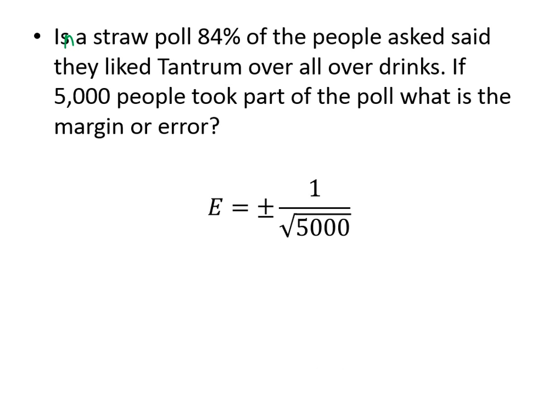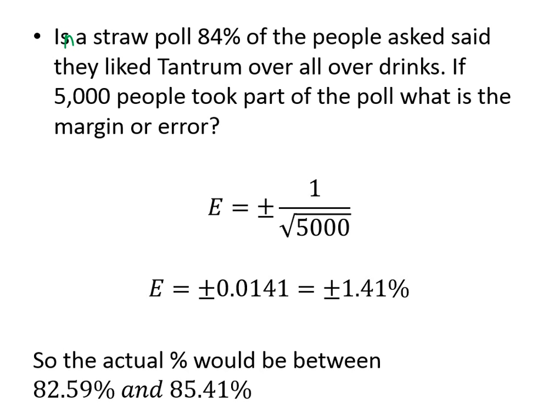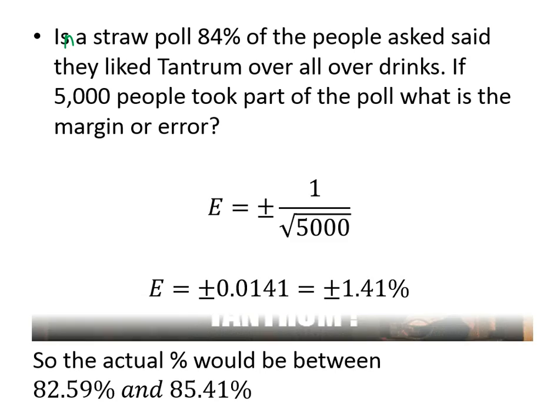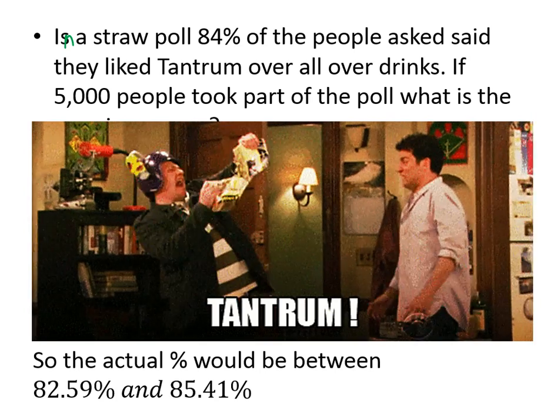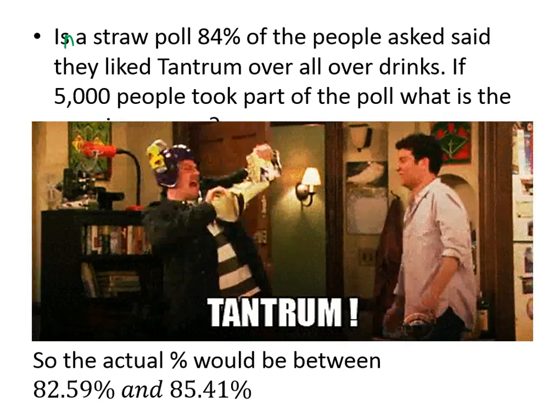So what you'll do is you'll plug it into your margin of error. So margin of error is equal to plus or minus 1 over the square root of 5,000. And you'll calculate that you get about plus or minus 0.0141, which is about 1.41%. So that means there's about a 1.5% chance that it's not 84. And so our actual percentage, by our estimation, should be between about 82.59% and 85.41%. And that is what we would think would be the actual number of people that enjoy Tantrum over all other energy drinks, or all other drinks.